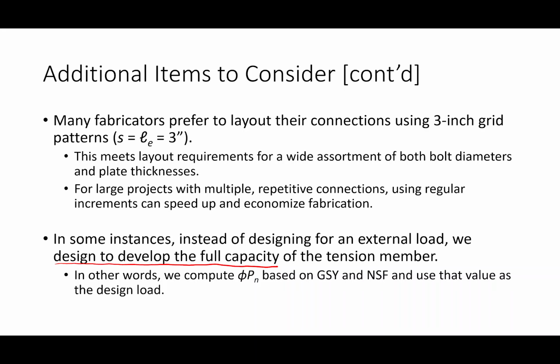Here is what this means. If I give you a tension member with 200 kips on it and say design a connection, you're going to take the 200 kips and divide it by the shear capacity per bolt to get the total number of bolts. Well, what if I say to design to develop full capacity? The load is the gross section yielding or net section fracture capacity of the member. So say I have a channel with 2 lines of bolts through the web. I'll compute gross section yielding, compute net section fracture, use that as the load, and divide it by the shear capacity to get the total number of bolts.